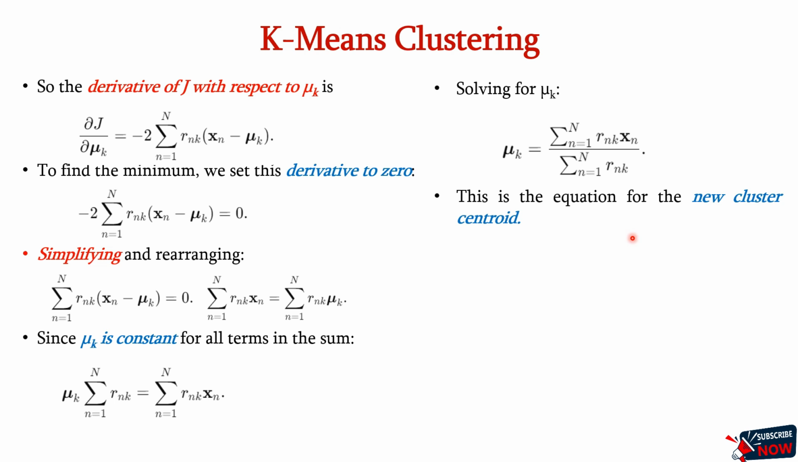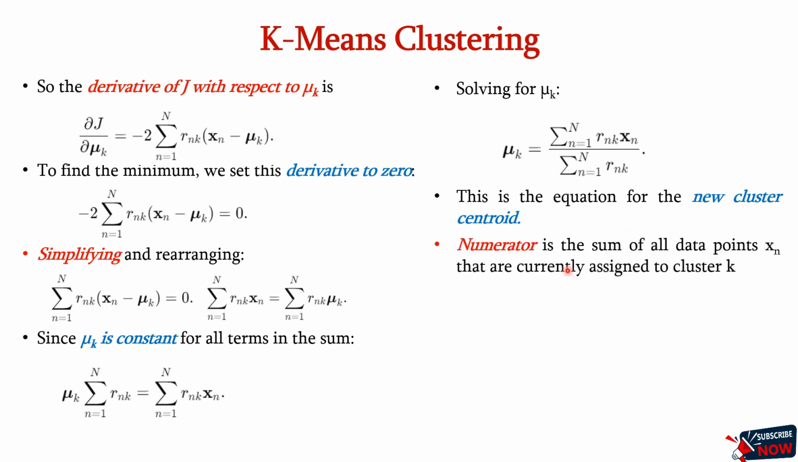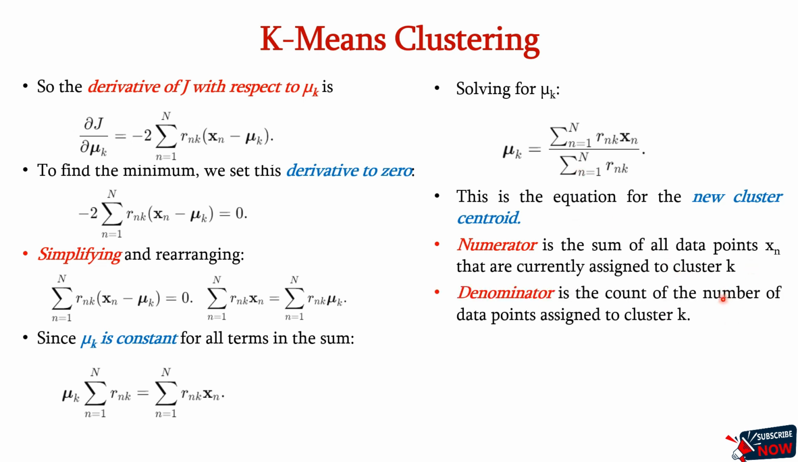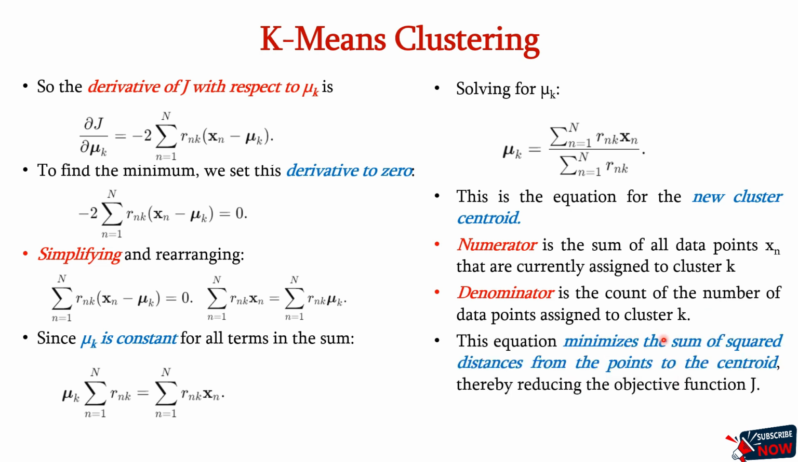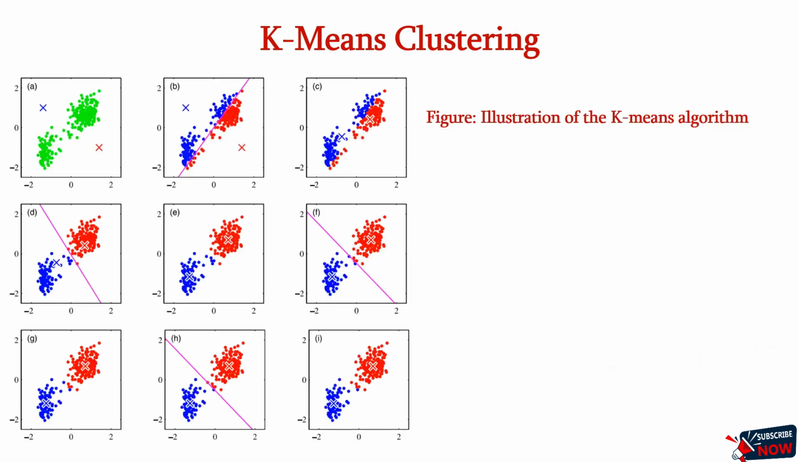Thus we update the cluster centroid in the maximization step. The numerator here is the sum of all data points xn that are currently assigned to the cluster k. The denominator is the count of the number of data points assigned to the cluster k. And the equation minimizes the sum of squared distances from the points to the centroid, thereby reducing the objective function J. Now let us see the working of the EM algorithm for k-means clustering.